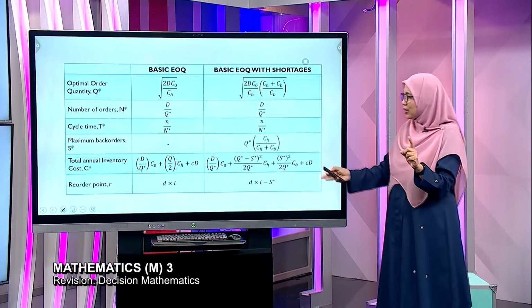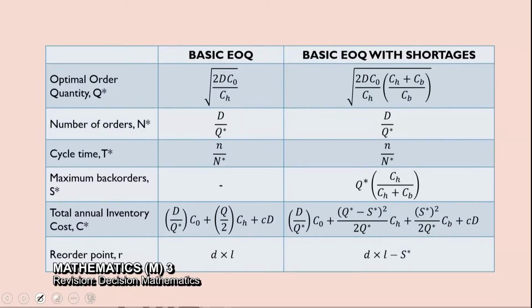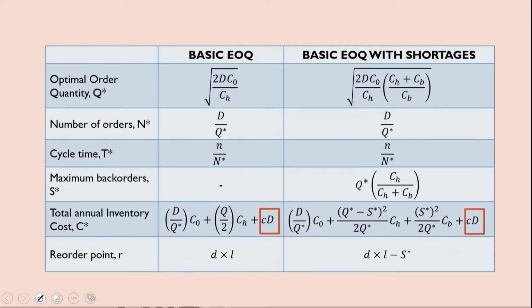And normally they will ask you which policy is the best, EOQ or EOQ with back order. So we have to find the total inventory cost. So when finding the total inventory cost, sometimes in the question they include the cost of the price per unit. Hence, the annual purchasing cost must be included. Ramai yang terlupa. Okay, so must be included.